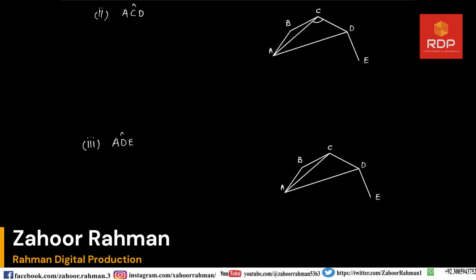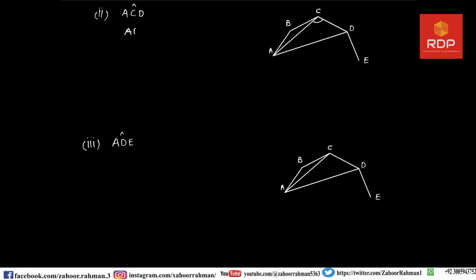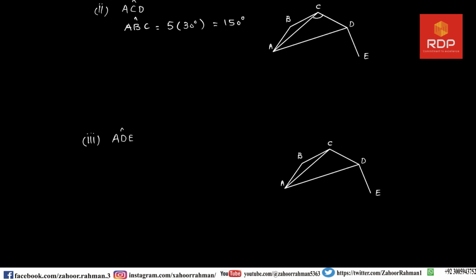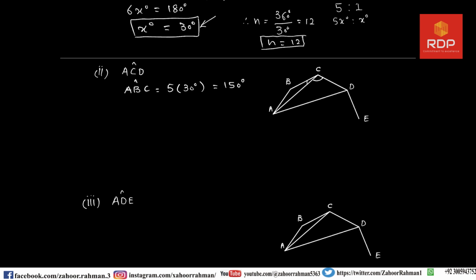First of all, I am writing ABC is equal to 5 into 30 degree, which is equal to 150 degree. Why 5 into 30? Because the ratio is given: interior angle is 5 as compared to the exterior angle of 1. We found 30 to be here, if you can see. That is why I wrote 30 here.